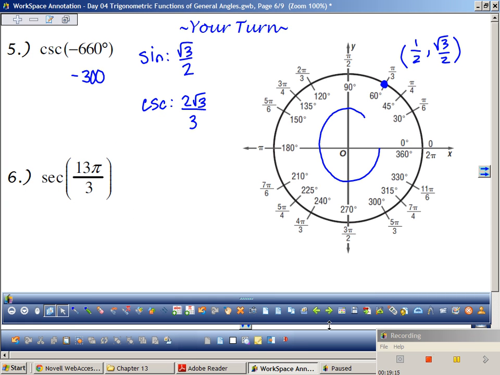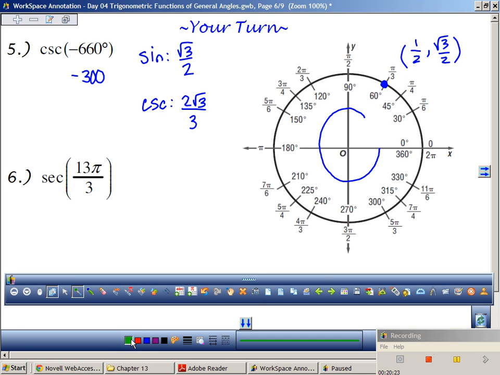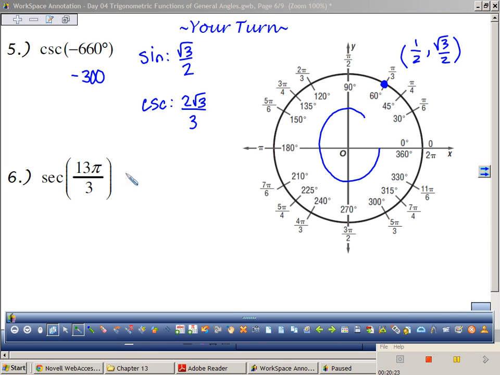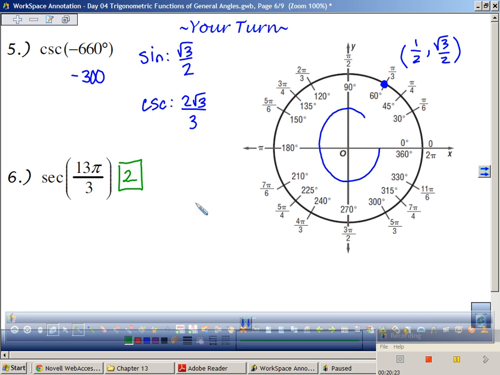Here's number 6, and I'm going to pass out your homework. 3, 2, 1. Okay, so you guys should have got 2 for this one. Let's see how we got that. We'll do it with our little makeshift unit circle over here.